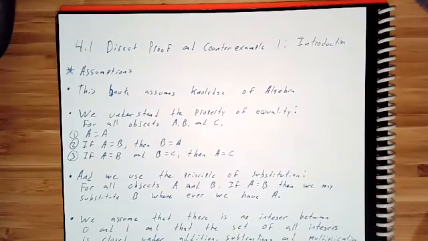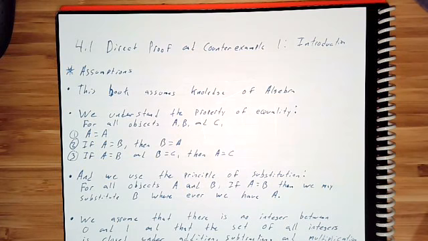Okay, so let's start 4.1. Direct proof and counterexample introduction. This is where we start actually proving things, but we're going to start really slow. And we have two methods of proving a theorem or a statement, right? Either if it's true, we need to directly prove it. If it is false, then all you have to do is find a counterexample, which we'll talk about a lot more later.